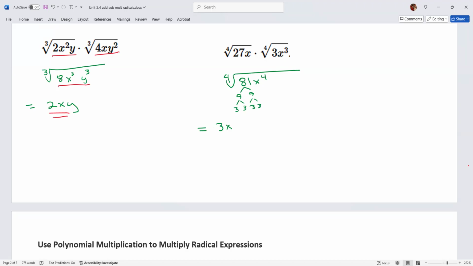Both are fourth roots, indexes of 4. If I multiply 27 and 3, I get 81. X times x cubed is x to the fourth. 81, if you don't recognize it, is going to be a perfect fourth power if you break it down. So that comes out as a 3. X to the fourth, of course, is a perfect fourth power, comes out as x.